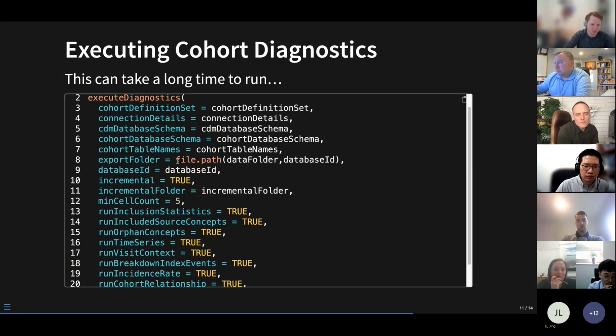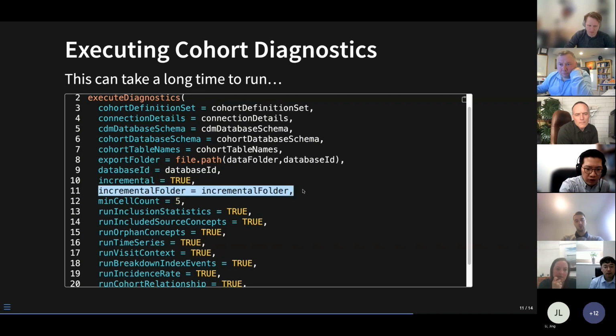Here we set that to the results folder, and then the database ID, because in some cases people use multiple databases. That may not be the case in most people's experience, but it's a good idea to separate them out anyway, especially if you have different versions of your CDM, if you do multiple ETL cutovers multiple times a year, say. Then we set incremental mode to true, and again in the same incremental folder we passed into cohort generator.